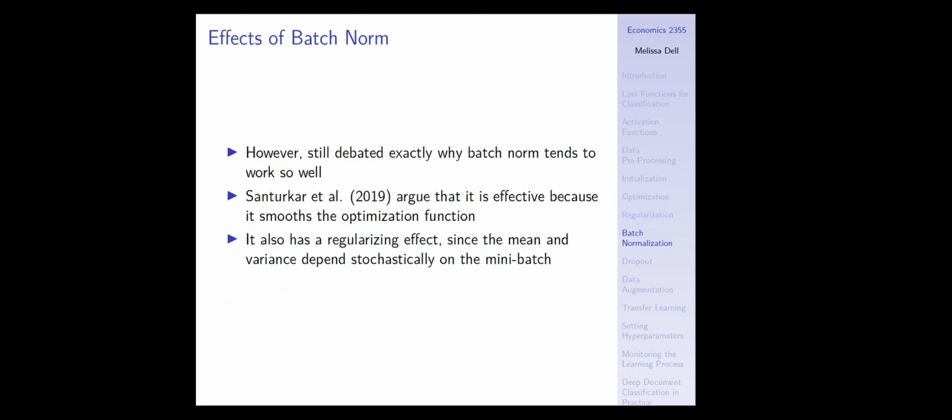However, it's still debated exactly why batch normalization tends to work so well. There's another paper, which, if you're interested in this, I encourage you to go and read, that argues that batch norm is effective because it smooths the optimization function. You can essentially go back to the visualization we had of what happens in the ravines, where you tend to oscillate back and forth in the steep direction and move very slowly in the shallow direction.